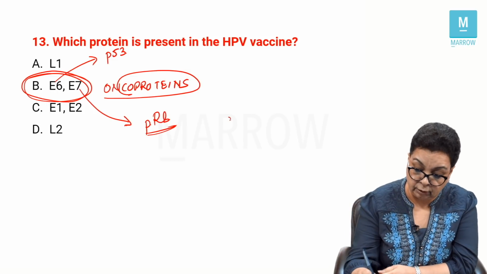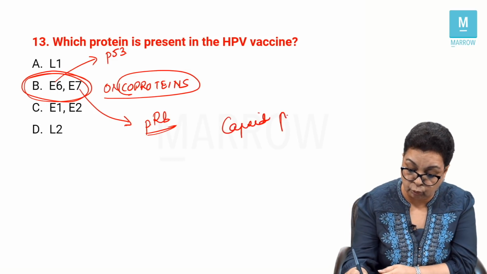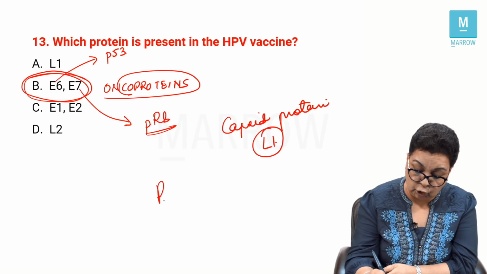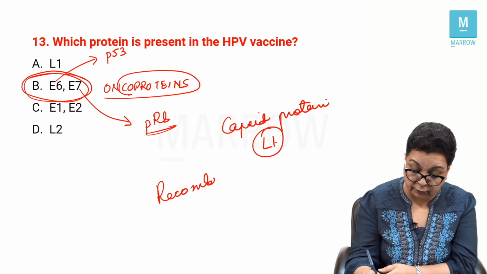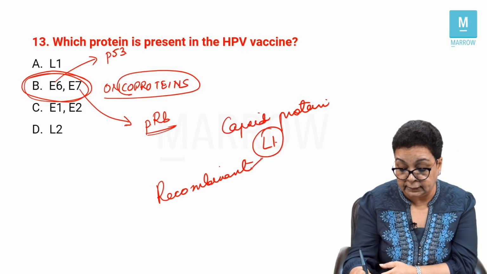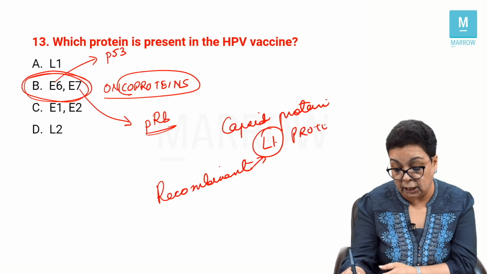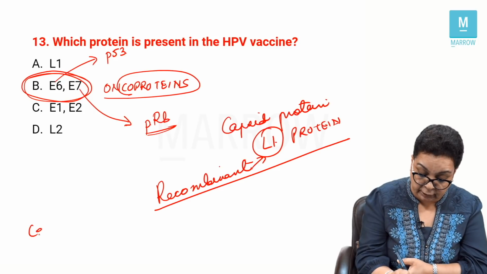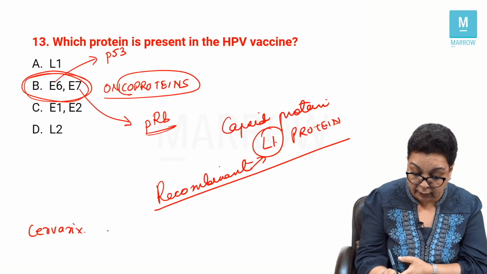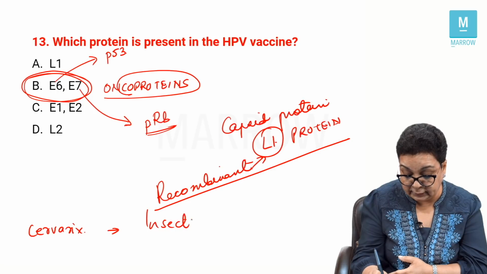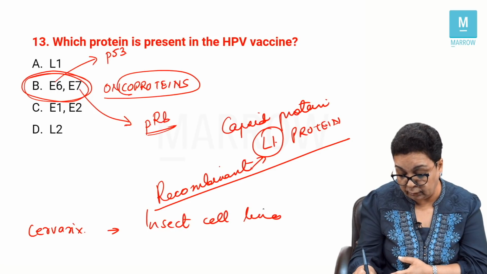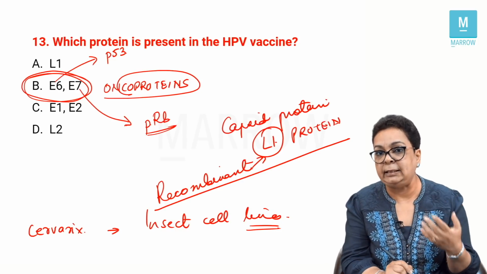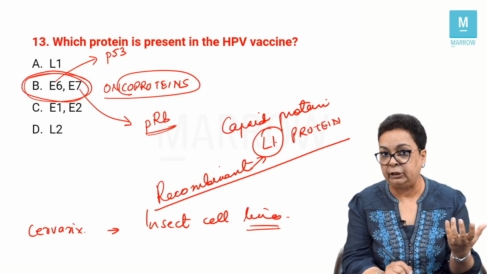What are we giving? The capsid protein. And what's the major capsid protein? The L1. This is the recombinant L1 protein, which we are giving in the Cervarix and the Gardasil vaccine. So in Cervarix, the recombinant L1 protein has been synthesized in insect cell lines. And I'm sure you all know what it contains, the L1 protein of 16 and 18. It is just a bivalent vaccine.